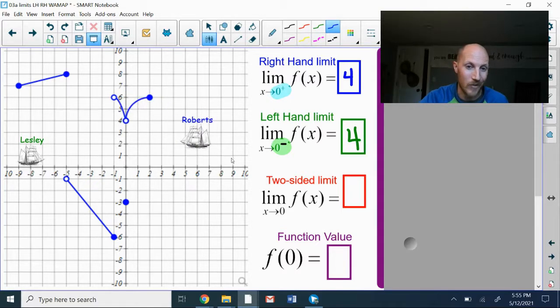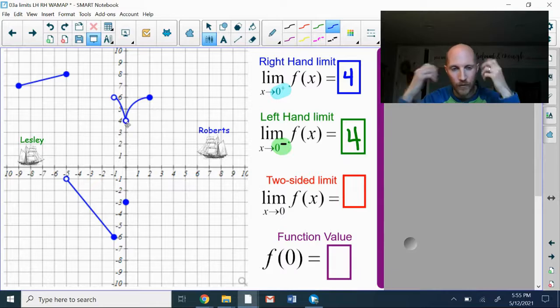We know that he doesn't actually get there. He can't get there. Neither of the Dread Pirates can actually get to an x coordinate of 0 and a height of 4 because it's an open circle on the graph. It doesn't exist. It's there for visual reference. That is not the spot where the graph exists. We'll get to that in a minute. That's our function value at the end.